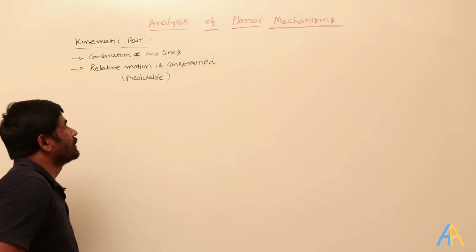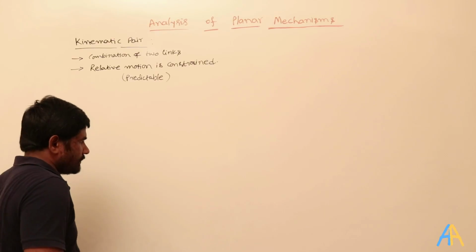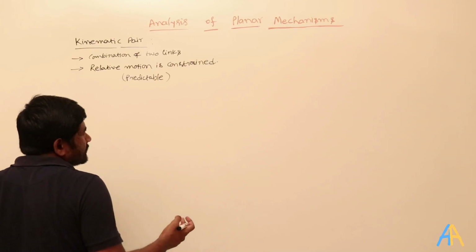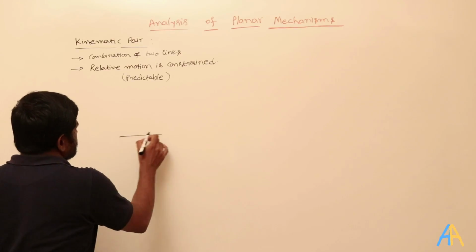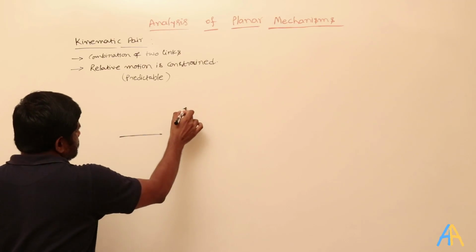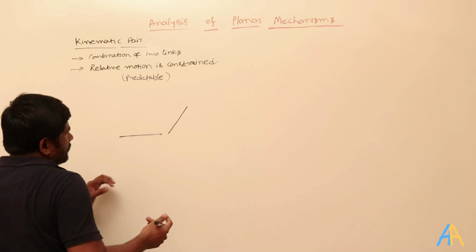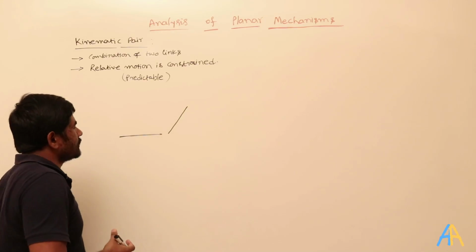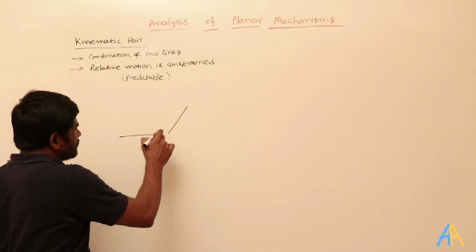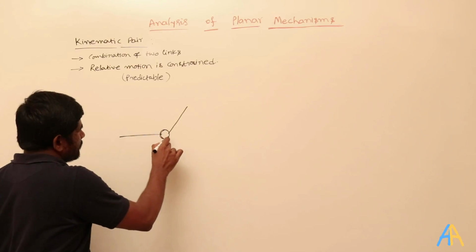And so far we have seen the kinematic link. And what is the kinematic pair? A pair is nothing but two links, called a kinematic pair. See, this is one link and there is another link. But if these two are not combined, then there is no relation existing between them. So these two should be combined here.